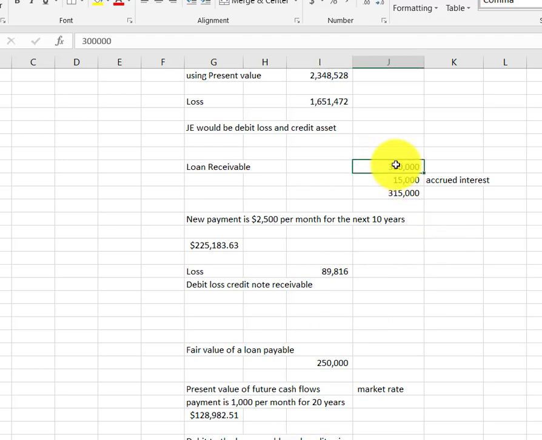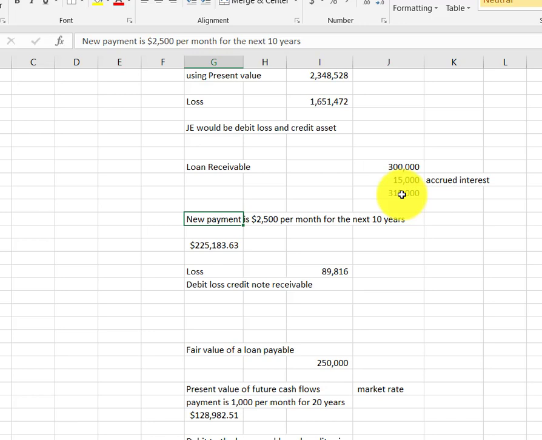So the lender has a loan that they have on their books as loan receivable $300,000. The customer borrower has not paid for a few months, and so they've accrued extra interest on top of the loan amount of $15,000. So the total amount on our balance sheet for this loan is $315,000. The customer is having financial difficulties, so we agree to new terms. By definition, that means it's impaired. So it's just a matter of how much.